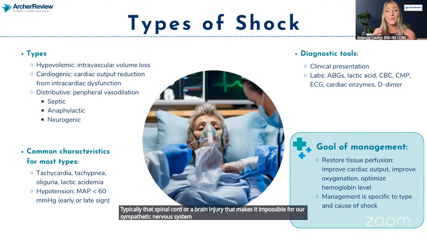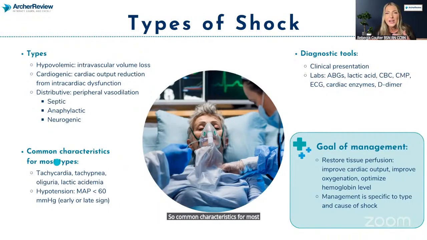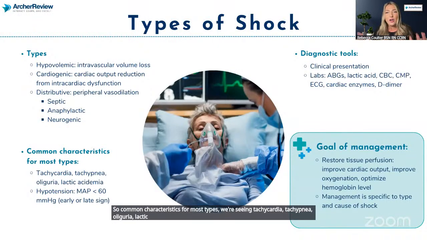And that means we're parasympathetic nervous system controlled. We're really vasodilated, we're rested, and that can be a state of shock due to that injury. So common characteristics for most types, we're seeing tachycardia, tachypnea, oliguria, lactic acidemia. It's all from that compensation.